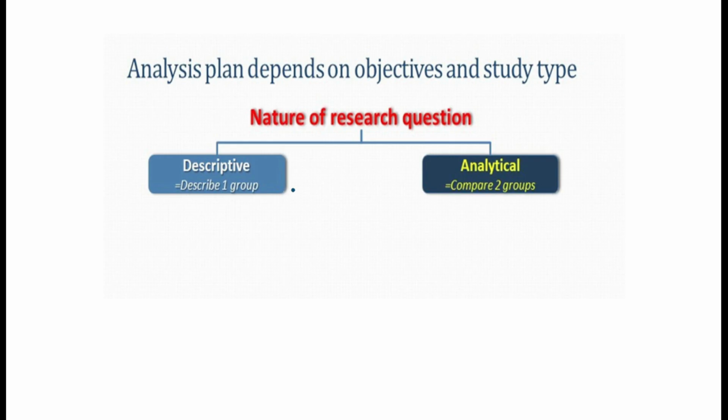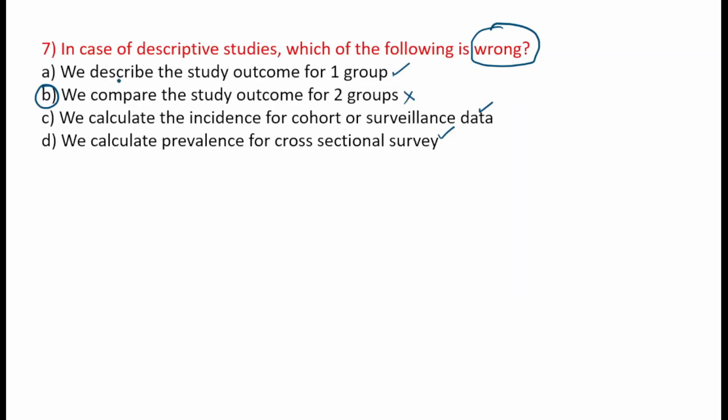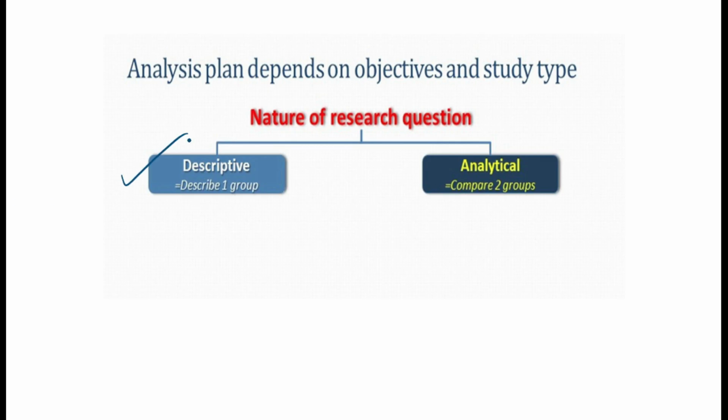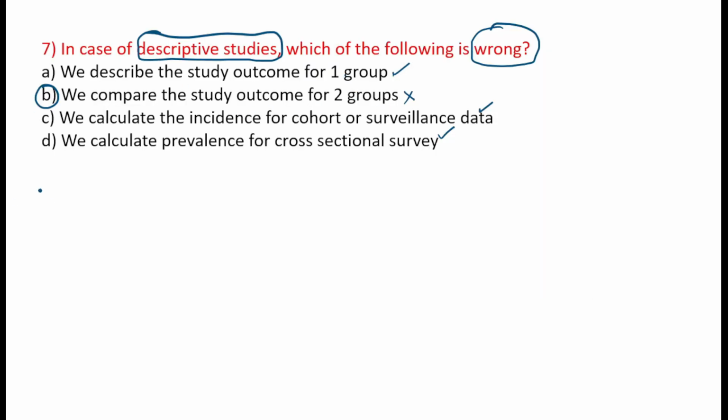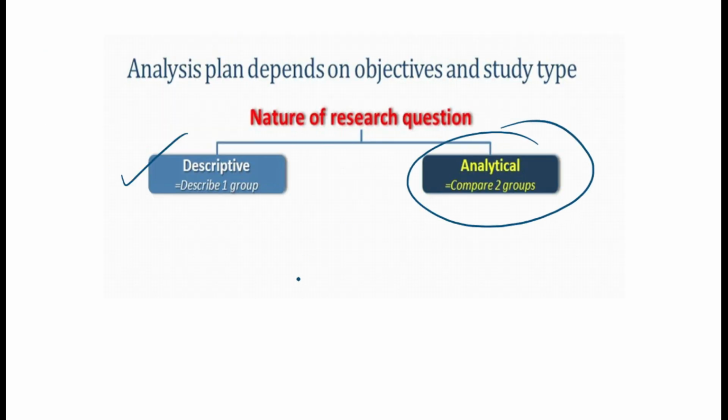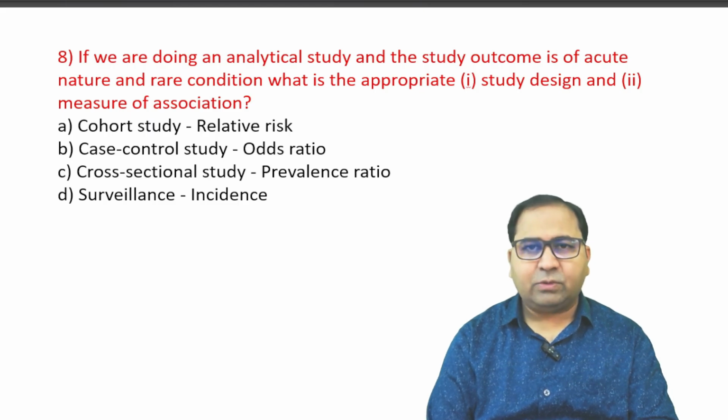See this small flow chart. This is regarding the analysis plan. The nature of the research question can be of 2 types, descriptive and analytical. In descriptive you describe one group only, whereas in analytical you compare 2 groups. So in our question they ask regarding descriptive studies. In descriptive studies we got the first statement itself, as we describe the study outcome for one group, as mentioned over here. So the second option is definitely wrong, because the outcome for 2 groups comes under analytical, to compare groups. Okay, so now you can remember the answer for this question. Let us see the next question.